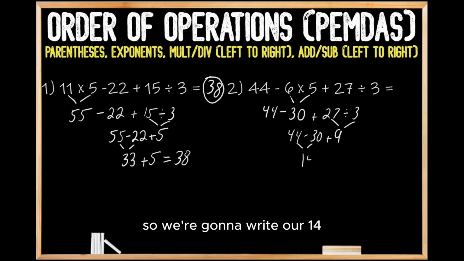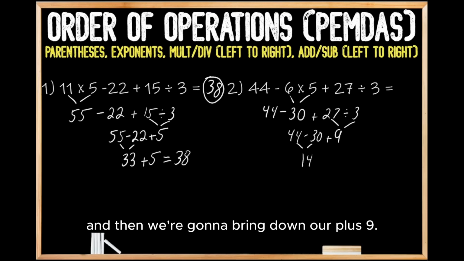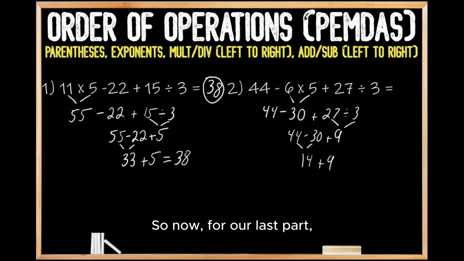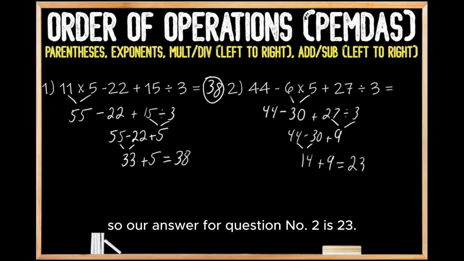So we're going to write our 14, and then we're going to bring down our plus 9. So now for our last part, we're just going to add 9 onto 14. Well, when we do this, we get 23. So our answer for question number 2 is 23.